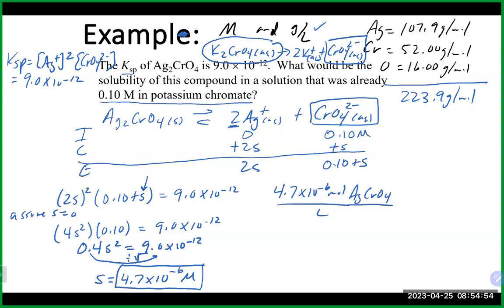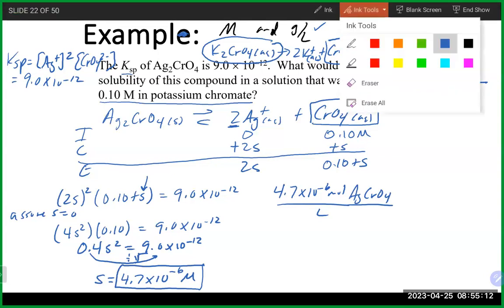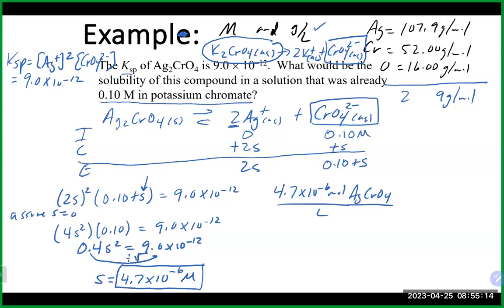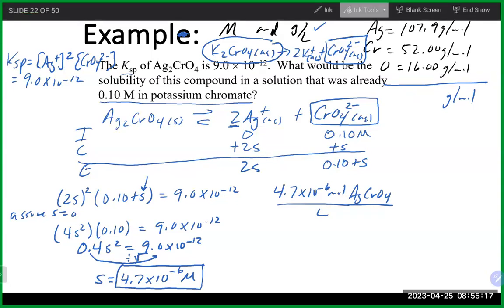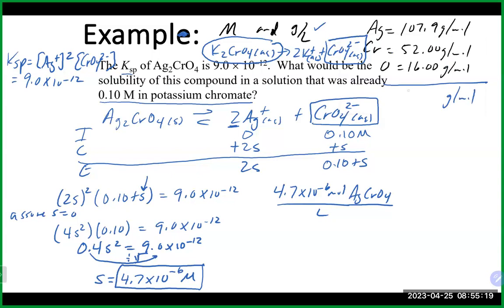107.9 times 2 would be better, plus 52 plus 4 times 16. So we actually should have, thank you, 331.8 here. So there we go. And we will then use our molar mass that's now correct. So that's good, 331.8 grams per mole.